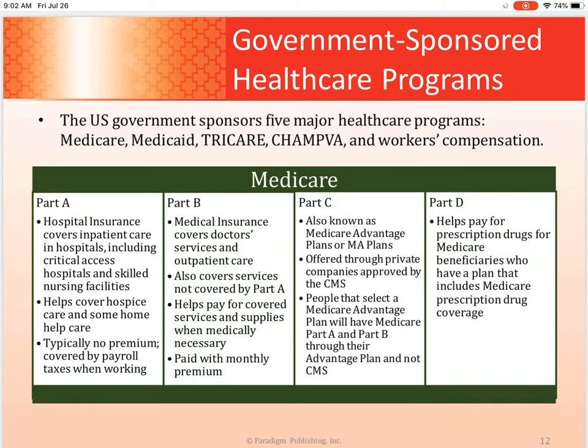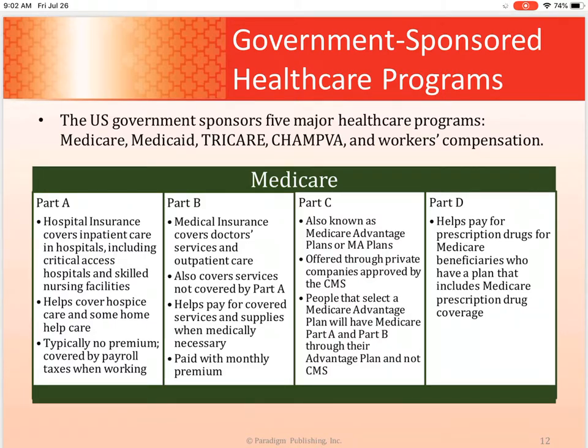Part A is going to be what we call our hospital insurance. It helps cover inpatient care in hospitals, including critical access hospitals and skilled nursing facilities, but not custodial or long-term care. It also helps cover hospice care and some home health care. Most people don't pay a premium for Part A because they or their spouses have already paid through their payroll taxes while working. Beneficiaries must meet certain criteria or certain conditions to receive these benefits.